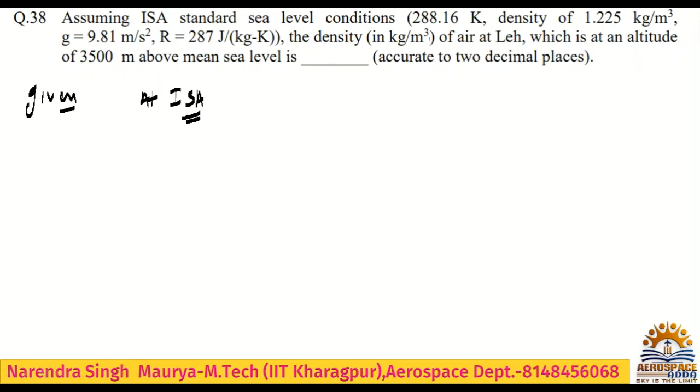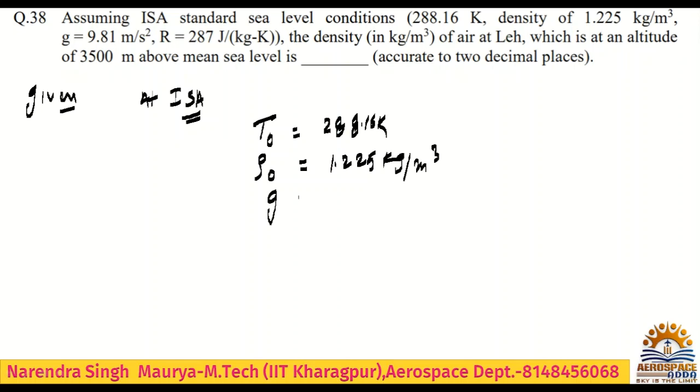What is the temperature at sea level? Obviously T naught is 288.16 Kelvin, density rho naught is 1.225 kg per meter cube, g is 9.81 meter per second square, and R is 287 joule per kg Kelvin. The density of air at Leh, which is at altitude.